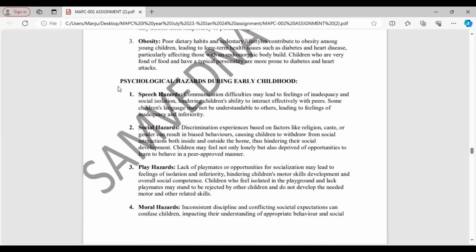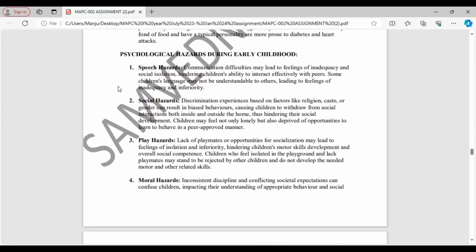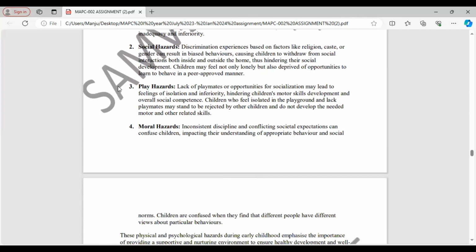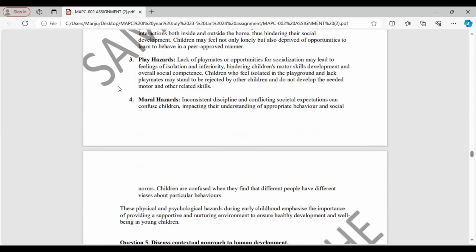Then psychological hazards. First, speech hazard. Communication difficulties lead to feelings of inadequacy and social isolation, and it also prevents the children from interacting effectively with their friends. Then social hazards. Discrimination experiences based on factors like religion, caste, or gender can result in biased behaviors, causing the children to withdraw from social interaction both inside and outside the home. Play hazards. Lack of playmates or opportunities for socialization may lead to feelings of isolation and inferiority.